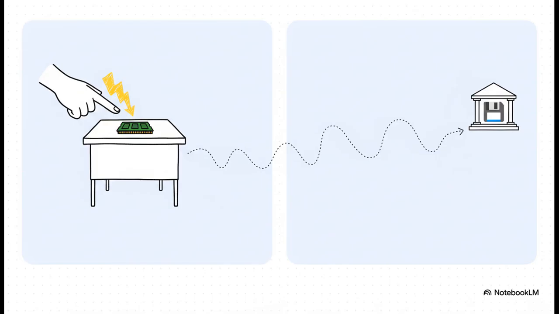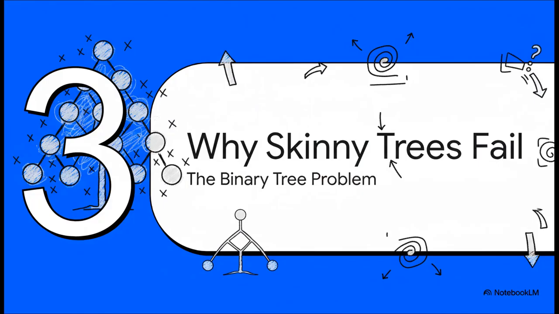Think of it like this. Getting data from memory, from RAM, is like grabbing a book that's sitting right on your desk. It takes nanoseconds. But fetching data from a disk, even a super fast SSD, is like having to get up, walk out of your house, and go to the library down the street. It's just orders of magnitude slower. So the number one rule, the whole game, is this. We have to minimize the number of times we go to the disk. That's it.